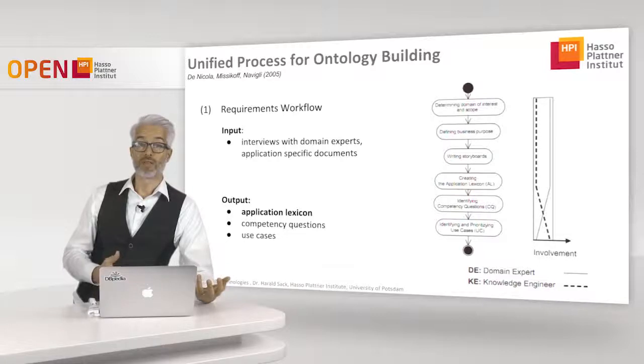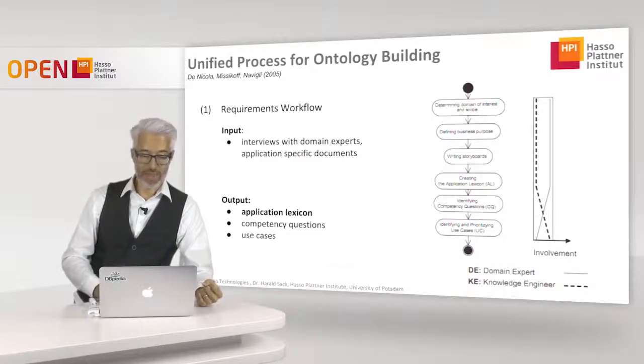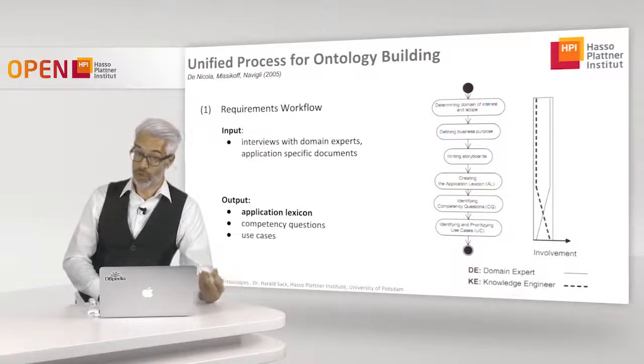You try to develop an application lexicon, which describes for what kind of use this ontology is intended. And in the same workflow, you also start to work on your competency questions. You remember, competency questions are questions which the ontology that has to be developed in that process should answer in the end. And you try to develop use cases. Where is this ontology with your application in mind? Where is it really deployed, or how is it deployed, for example?